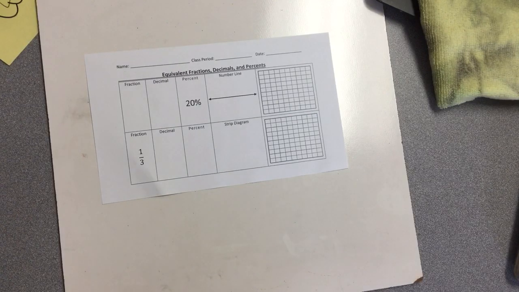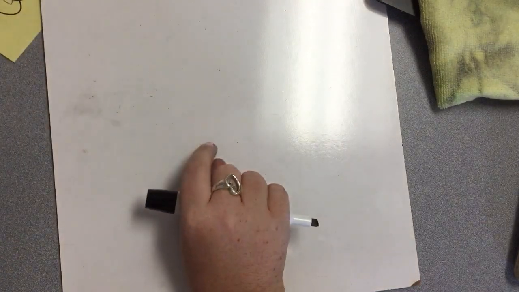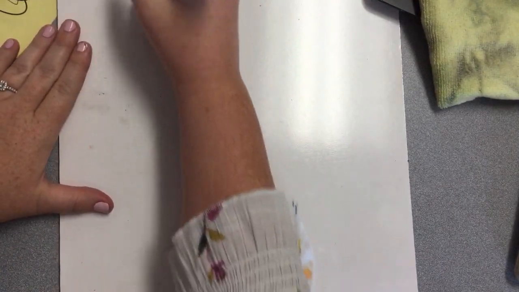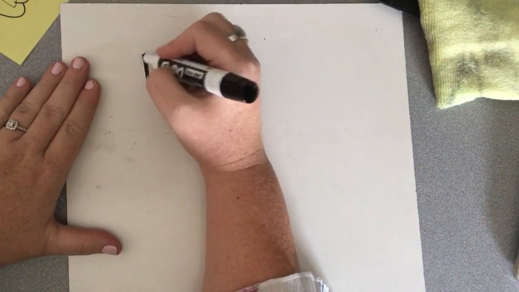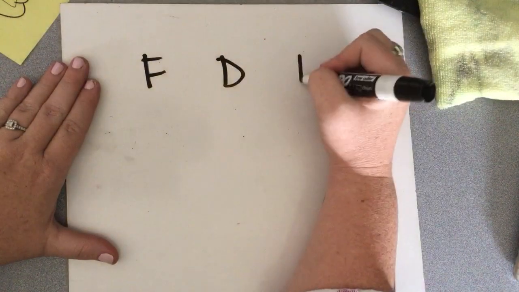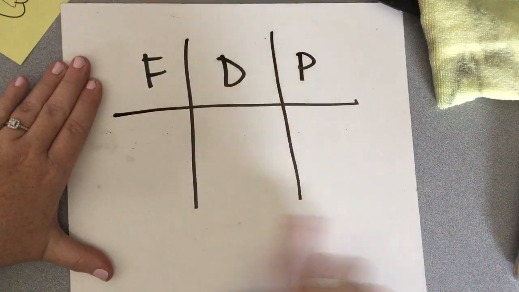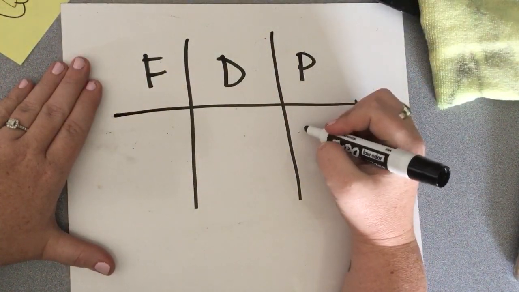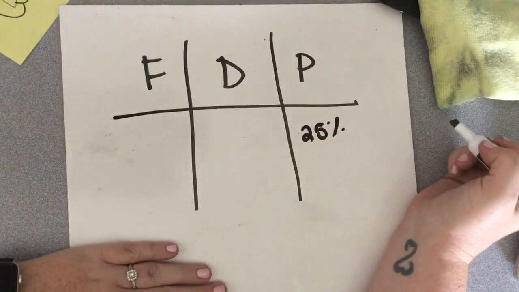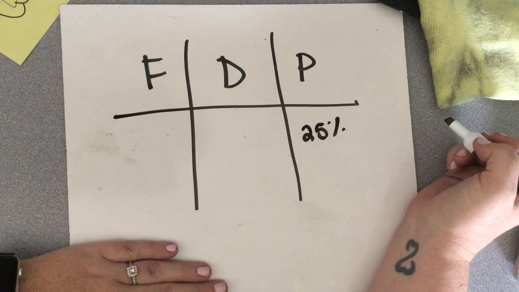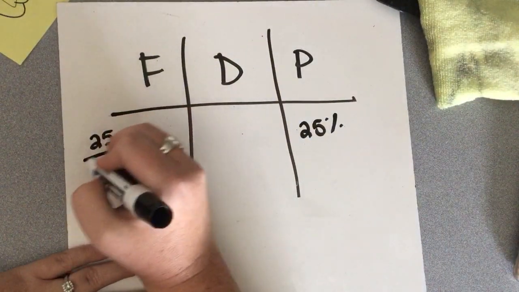I'm going to show you an example, but I'm going to use my example as if my percent were 25. So I'm going to do, let's see, fraction, decimal, percent. Okay, so my percent, let's say it is 25%. If I'm going to change that to a fraction, my notes say that I'm going to put my percent over 100. So I'm going to put 25 over 100.